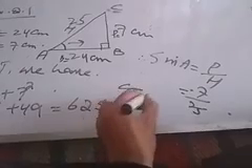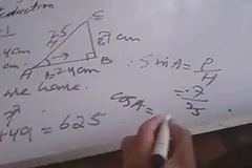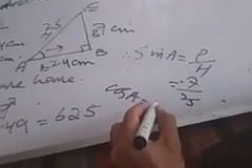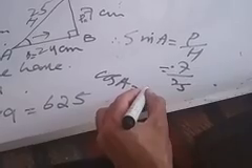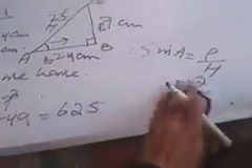In the same way, cos A equal to base by hypotenuse, 24 by hypotenuse 25. So you will get 24 by 25. So this was how you can find sin A and cos A.